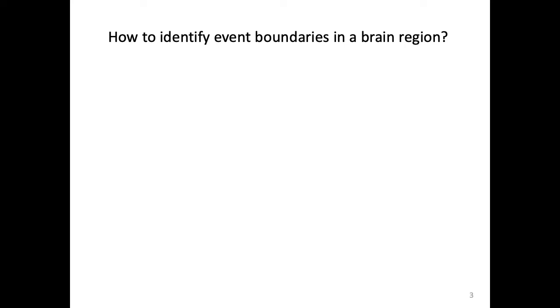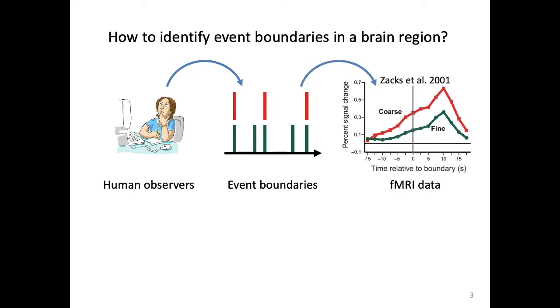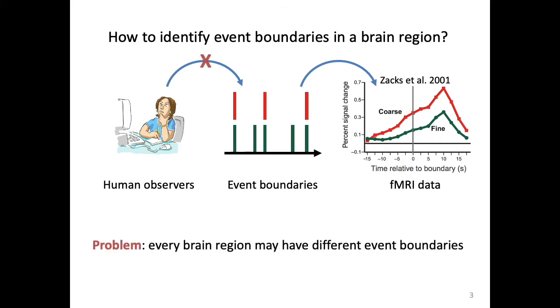How can we identify whether a brain region is sensitive to event boundaries? One possibility is to have human observers annotate the times during a stimulus at which they think event boundaries occur, and they could do this, for example, at a coarse and fine timescale. And then we could look to see whether this brain region shows some kind of response at these human-defined event boundaries. One problem is that different brain regions might respond to different types of event boundaries, and this makes it hard to generate all the different possible hypotheses about where these event boundaries might be.